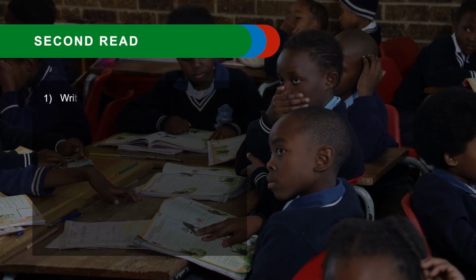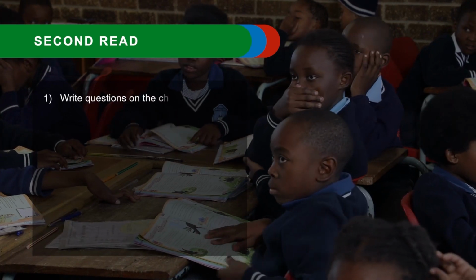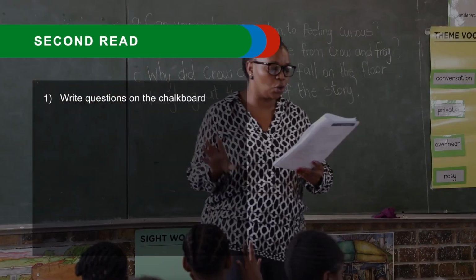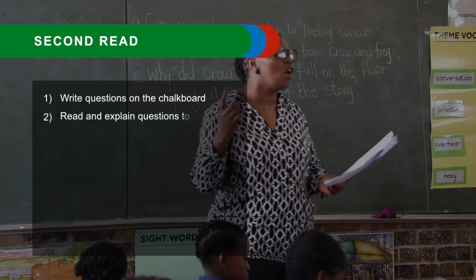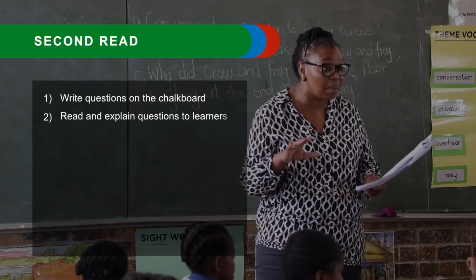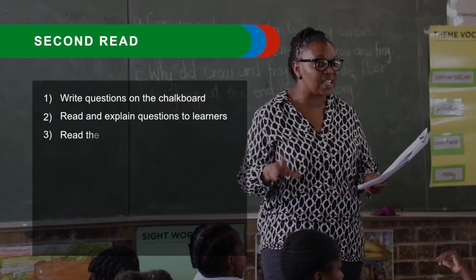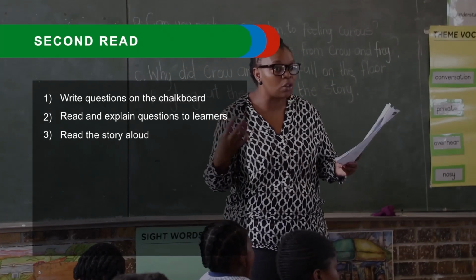Before the lesson, write the follow-up questions on the chalkboard. Then, start the lesson by reading and explaining the questions to learners. Next, read the story aloud, clearly, fluently, and with expression.